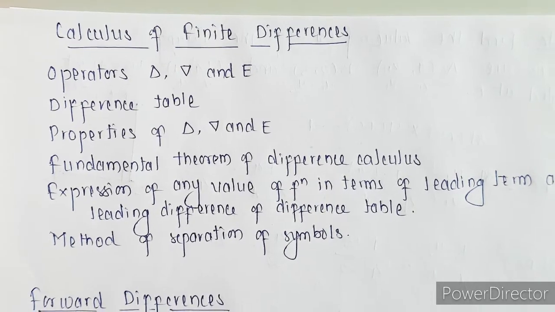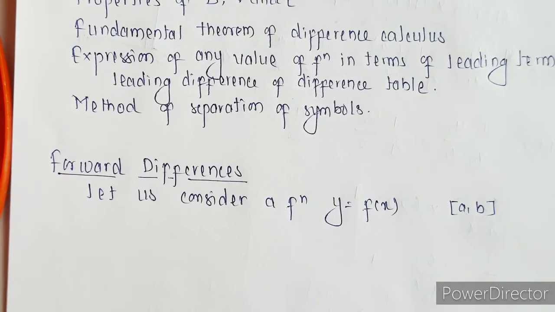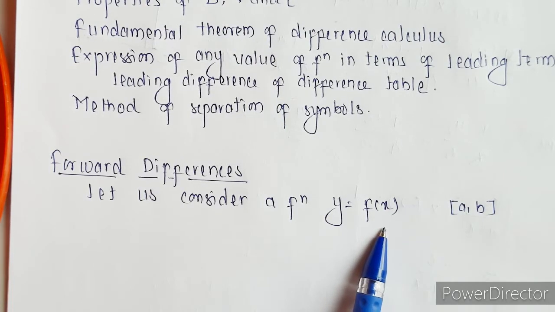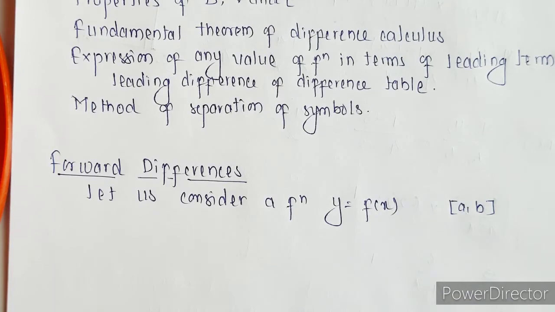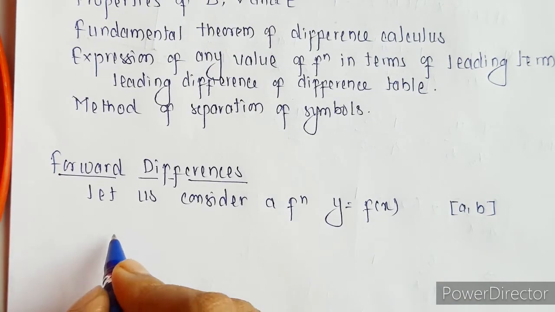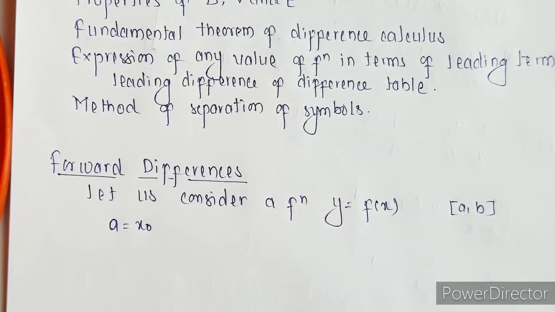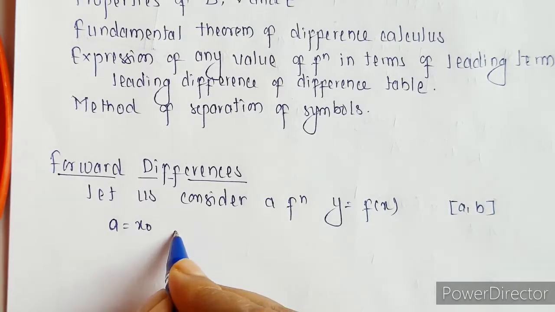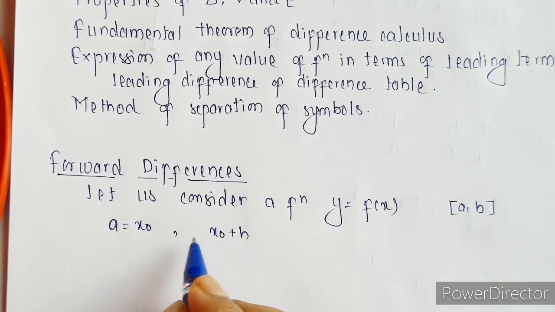Okay. So let's start with forward difference. Now let us consider a function y, that is f of x, in interval a comma b. So here I am taking this a as x naught, right? I am taking difference of h. So we can take next point as x naught plus h, and I am marking this as x1.